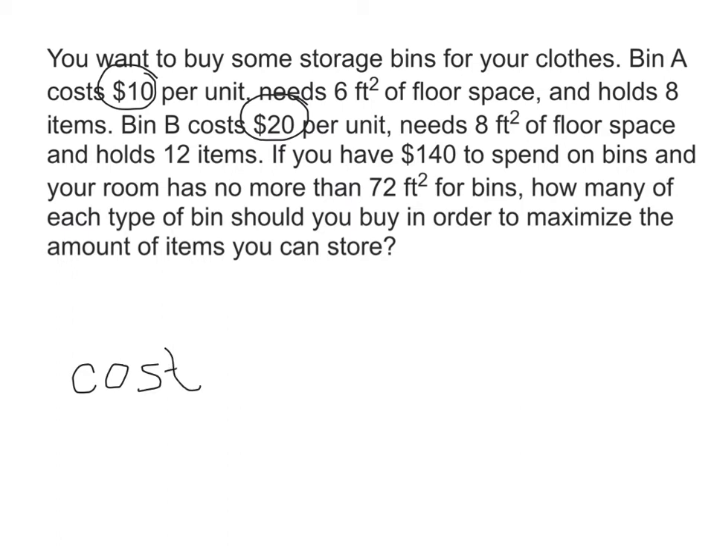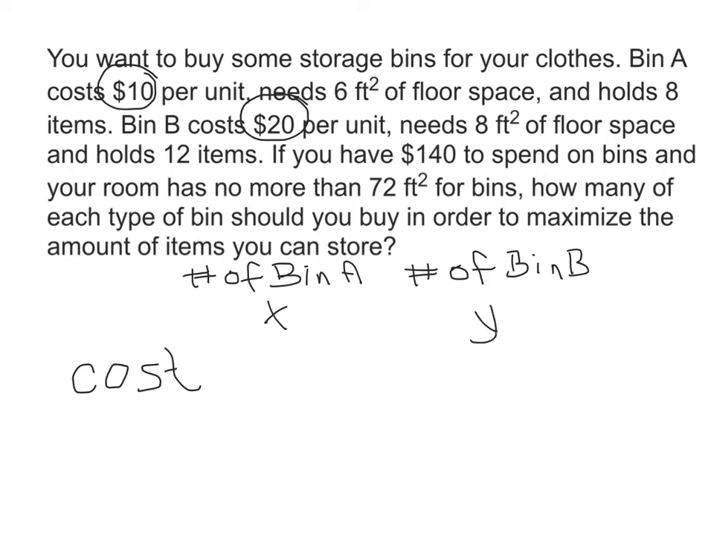I should, before I do that, define some of my variables. So maybe what I'll use is x and y, since we always use x's and y's when we're graphing. So maybe I'll say that the number of bin A's that I buy will be x, and the number of bin B's that I buy will be y. This is what's called defining your variables. So in terms of cost, we've got $10 for every bin A, $20 for every bin B.